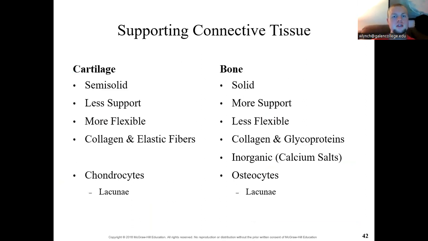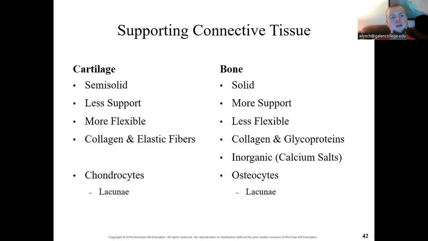Supporting connective tissues, we have cartilage, which is going to be more flexible, and it's going to be made of collagen and elastic fibers. The cells that make cartilage are known as chondrocytes, and eventually, once they have secreted enough cartilaginous matrix, they will be locked into place in between the cartilage in areas known as the lacunae.